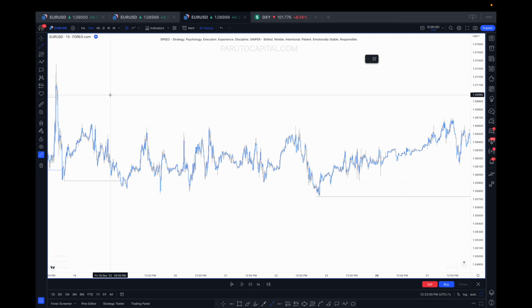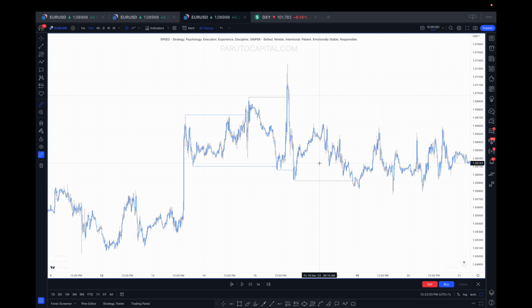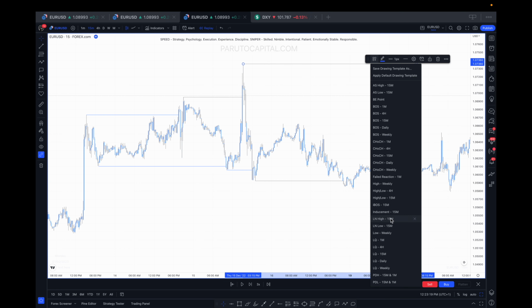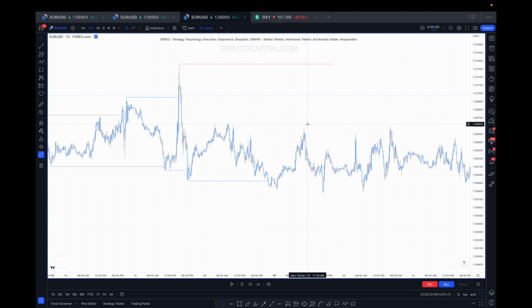So if I draw this, taking this measuring tool here, you can see that this push here, this candle here that took out this low, the highest point was actually from here, right? So we know that this is our high. So we can actually draw that on the 15 minutes. So we know that that's our high in the 15 minutes. So we can draw that and also identify that properly. So that's our high on the 15 minutes.